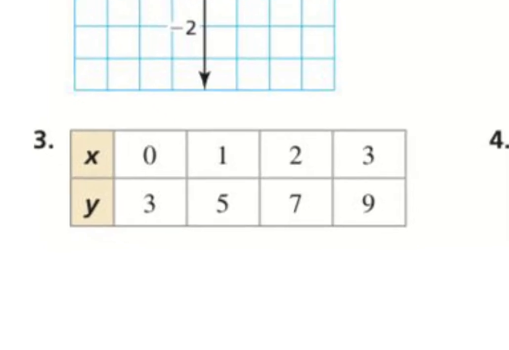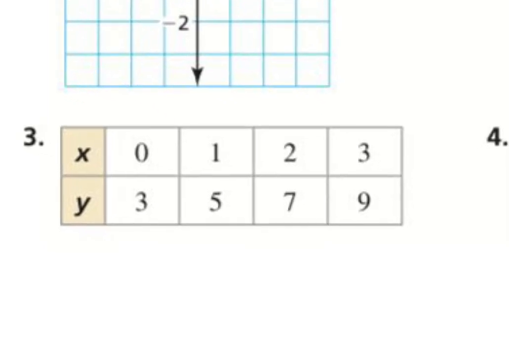Check out number 3. Remember, don't write this down. What's the increase or decrease in x? 1. Plus 1, plus 1, plus 1. Is it consistent? Yes. Now let's check y. What's the increase or decrease in y? Nick? 2. Plus 2. Consistent? Is it linear? Yeah. Absolutely.